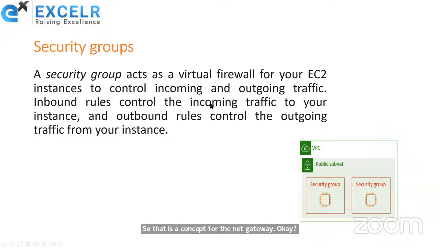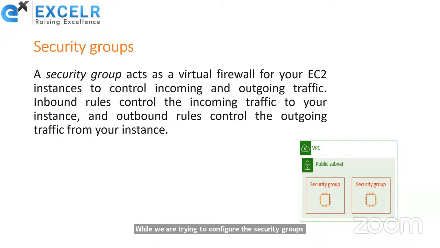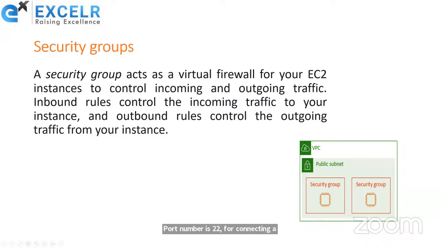So we have also seen the concept of security groups. You remember, right? While we are configuring the security groups, like ports for Linux, what is a port? SSH is a requirement when we are trying to execute commands on the command line interface. SSH port number is 22. For connecting to a Windows server, RDP port. What is the RDP port? 369.